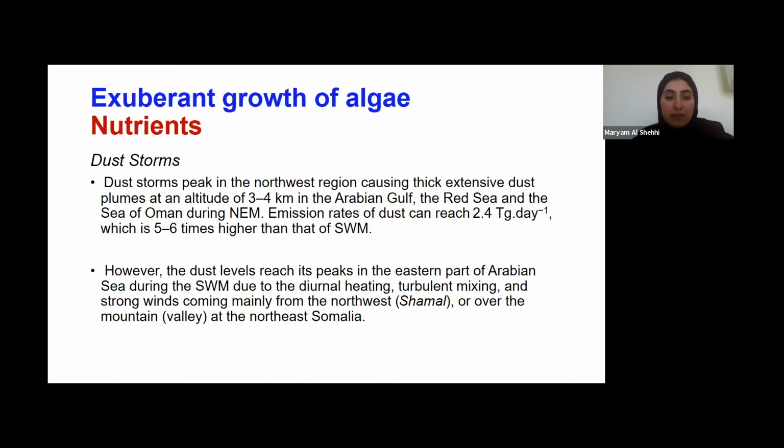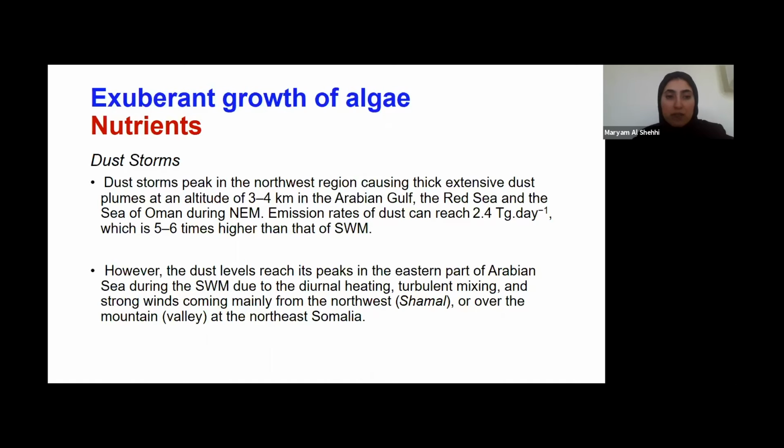However, the dust levels reach their peak in the eastern part of the Arabian Sea during the southwest monsoon. This is due to the heating, turbulent mixing, and strong winds coming from the Shamal. So you see here, there is variability in the dust storms' occurrence between the northeast monsoon and the southwest monsoon, and in the location of these dust storms.